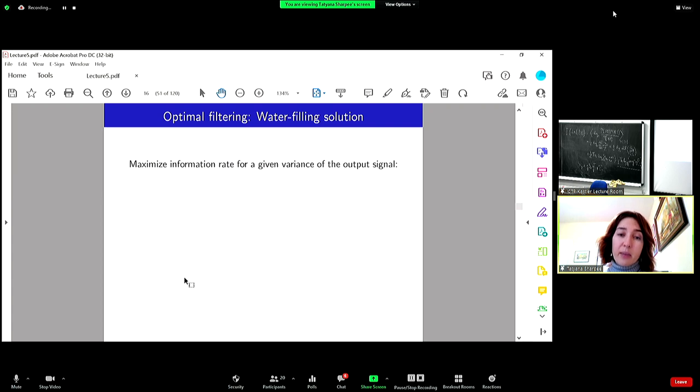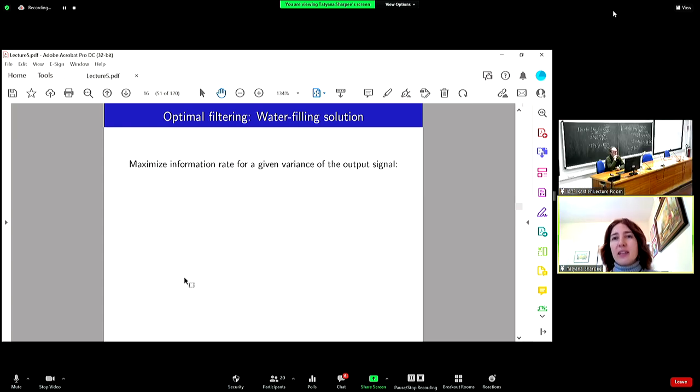We are interested in maximizing the information rate, but it's important to keep in mind that I'm maximizing it under a given constraint, for example, the variance of the output signal. Because it's not fair to say that if I could have a filter with very large values, I could multiply the signal by arbitrarily large values and in effect scale down the noise. We know that's not realistic; it does not reflect the fact that noise cannot be removed without investments in metabolic constraints. So we maximize the information rate for a given variance of the output.